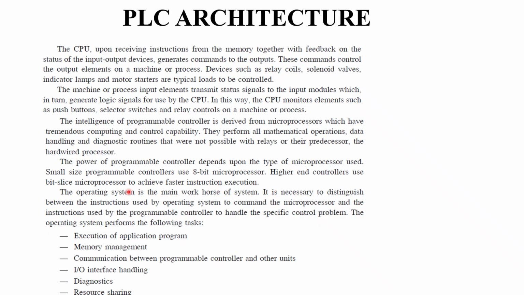The OS plays a very important role; it is the main workhorse of the system. It is necessary to distinguish between the instruction used by the operating system to command the microprocessor and the instruction used by the programmable controller to handle the specific control problem. The operating system will perform the following tasks: execution of application program, memory management, communication between the programmable controller and other units, IO interface handling, diagnostics and resource sharing. So this is the architecture of PLC.